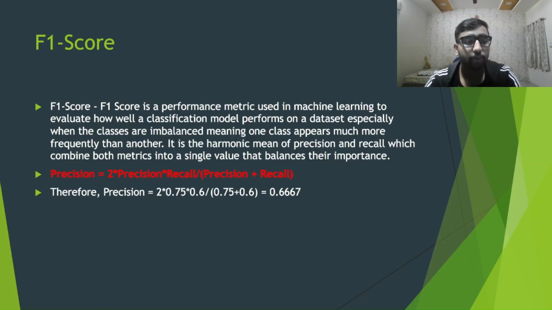So the formula for the F1 score is 2 into precision into recall divided by precision plus recall. Substituting the values into the formula, we get the value of the F1 score as 0.6667. One more thing about the F1 score is that we use the harmonic mean instead of the normal arithmetic mean here, because the harmonic mean balances the two metrics better than how they are balanced by the arithmetic mean.